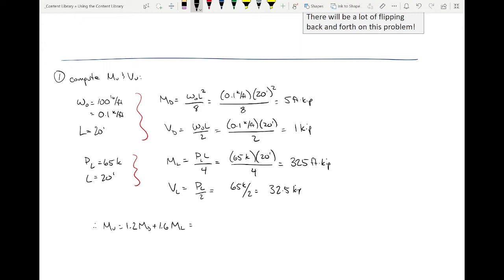So 1.2 times the dead plus 1.6 times the live. That one I think I can do for you. That's 526. I'm going through this part kind of quickly because I think it's kind of repetitive from the stuff that we've done before. And this is 53.2.